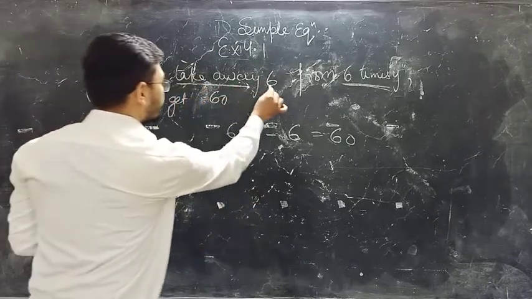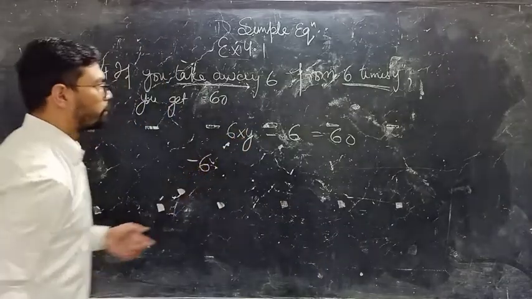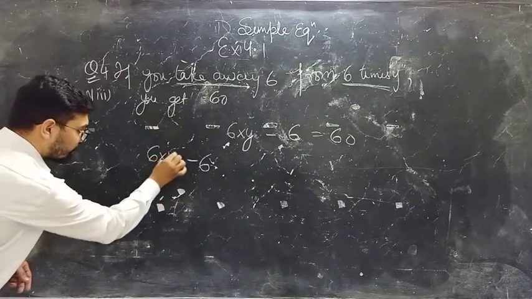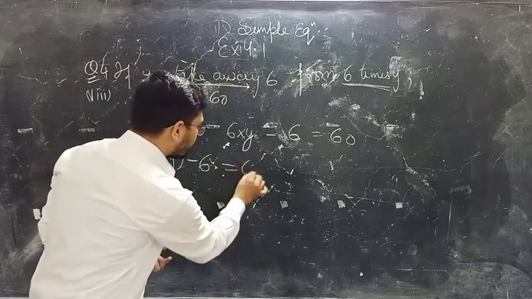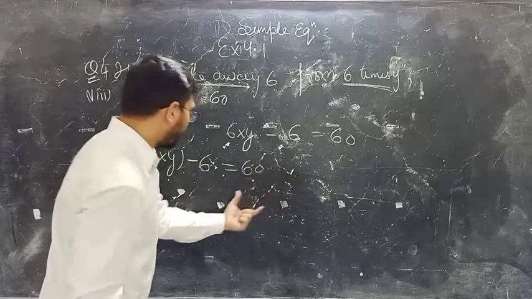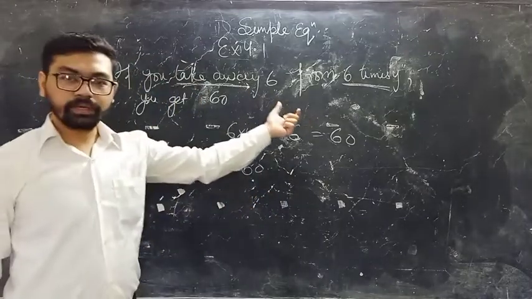If you take away 6, take away means to subtract 6, so you just subtract 6 from 6 times y, that means 6y minus 6, you get 60. So the equation is 6y minus 6 equals 60. In this way you have formed one equation after reading this statement.